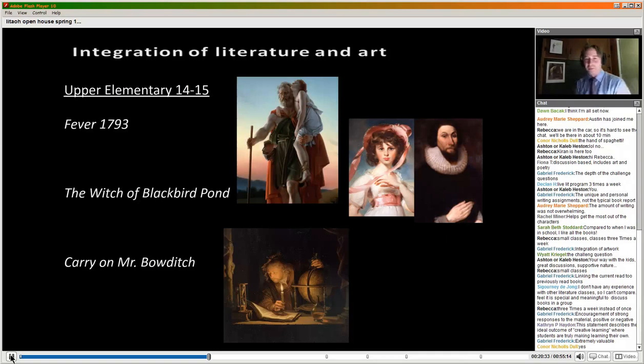I'll give you just a couple examples. I'll have several on here, but I'm just going to focus on one or two. Fever 1793 is the story of a young teenage girl who wakes up one morning in 1790s Philadelphia, and a plague has come to devastate Philadelphia. Soon she finds herself having to take responsibility, not only for herself, without anybody else's help, but also for others.